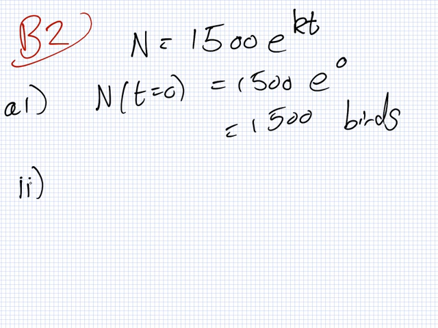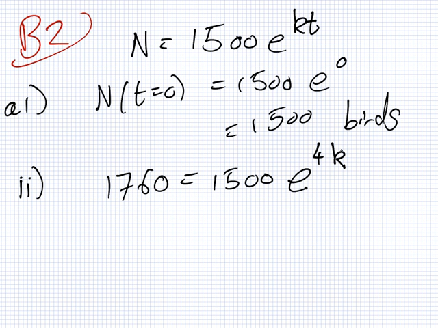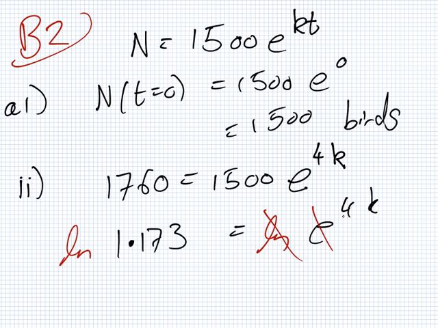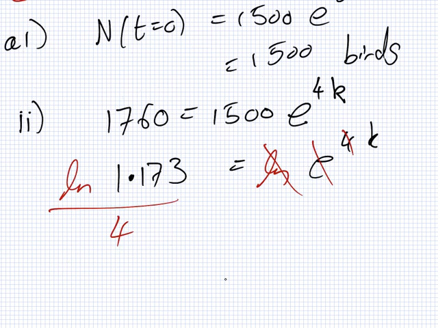After 4 years, there were 1760 birds. Find k. 1760 equals 1500 e to the 4k. So we divide 1760 by 1500. 1.173 equals e to the 4k. How do I get rid of the e? Log. And how can I get rid of the 4? Divide. So I get k equals 0.03996. I got 0.03996, which you can round off to 0.04.